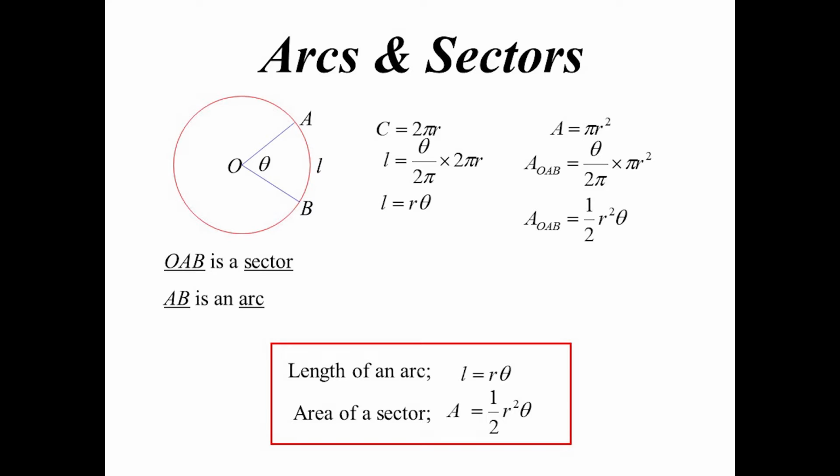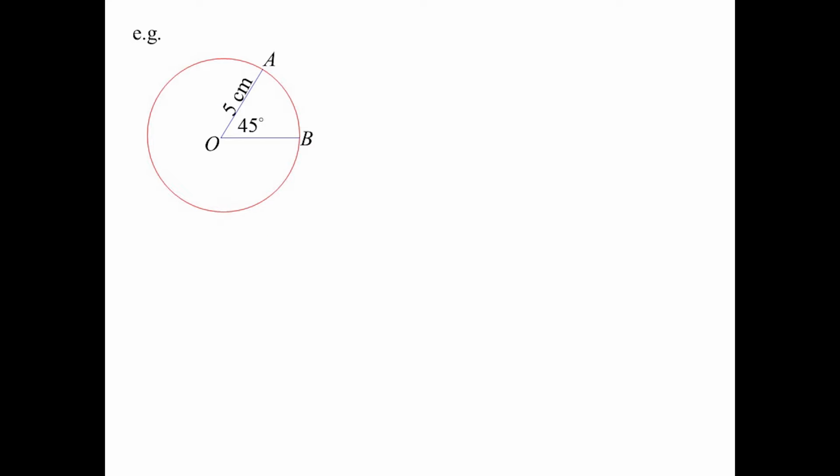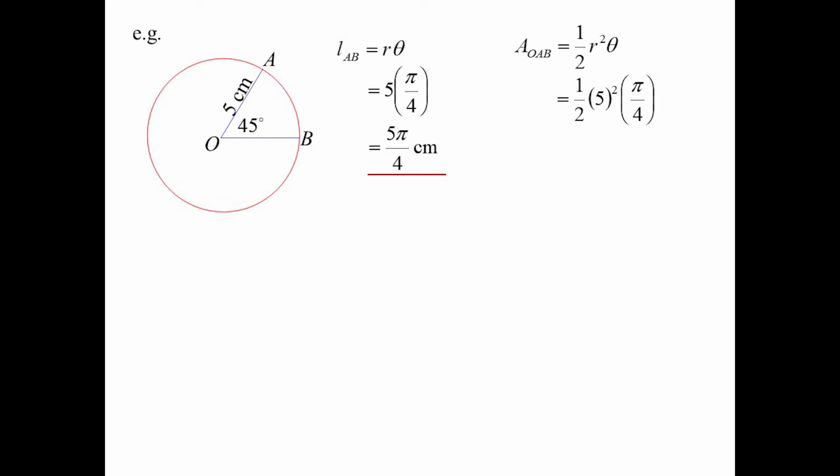All right, let's do a simple little example. I've, on purpose, made the angle 45 degrees just to remind us that we've got to convert to radians for this formula to work. So the length of the arc: 45 degrees would be pi on 4 radians, so we'd get 5 pi on 4 centimetres as an exact value. And the area of that sector turns out to be, when we substitute it all in, 25 pi on 8.